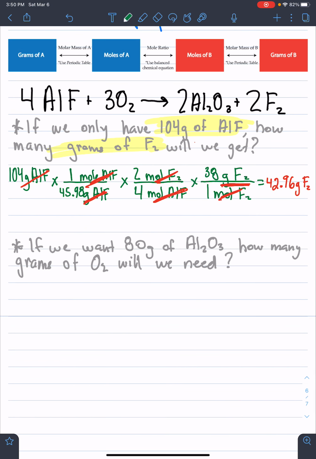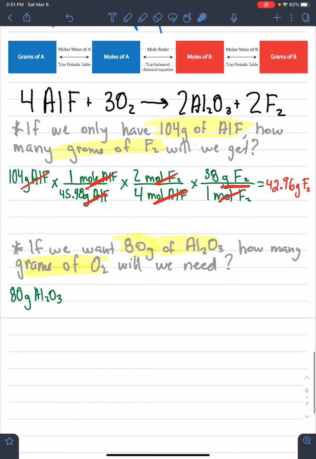So, for this problem, let's read it and try to highlight our important things. So it says we want 80 grams of Al2O3. How many grams of O2 will we need? So our starting thing is the number that it gives us. So in this problem, it gives us 80 grams of Al2O3. This should be the first step. It's really easy for us. You just find what number it gives you in your problem and you start with that.